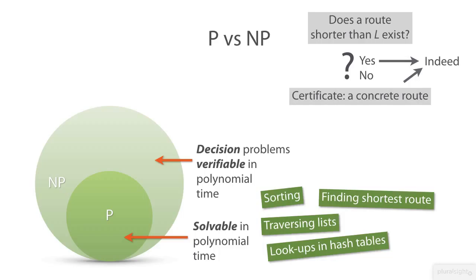Intuitively, the other way around does not seem to be the case. Just because we have a certificate and can verify it in polynomial time, it doesn't seem like that should imply that we could also solve the problem in polynomial time. I'll leave you with this cliffhanger for now and even skip mentioning specific problems for NP. You'll see why in a moment.